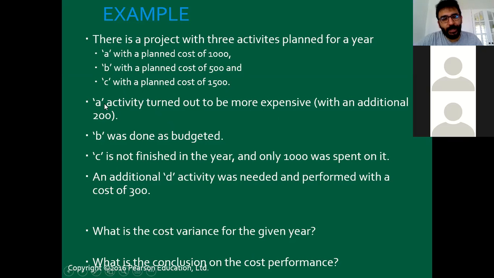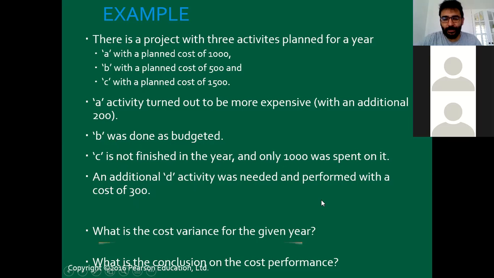So what would happen? Activity A turned out to be more expensive with an additional 200. Activity B was done as budgeted, and C is not finished in the year, and only $1,000 was spent on it. So an additional D activity was needed and performed with a cost of $300. So what is the cost variance for the given year? What's the conclusion on the cost performance?